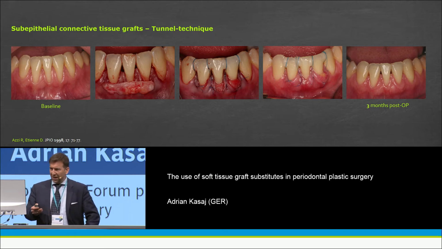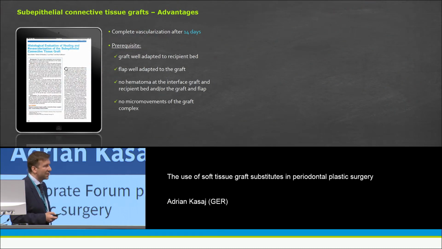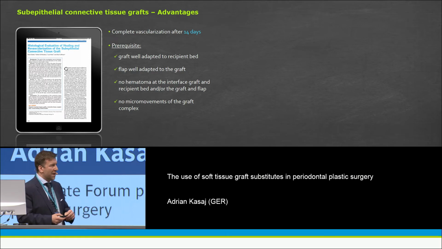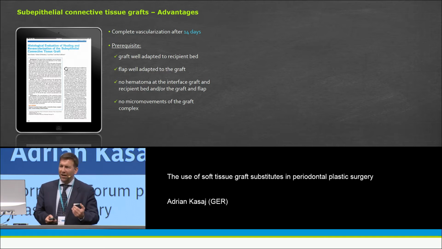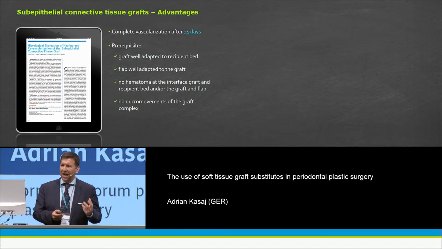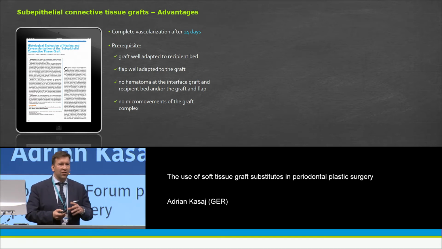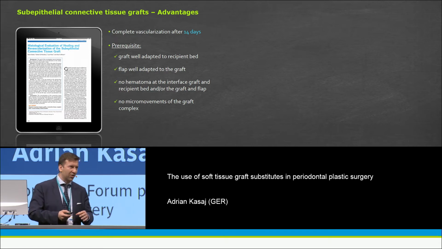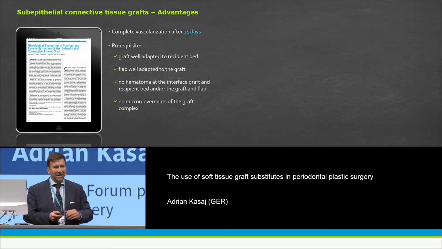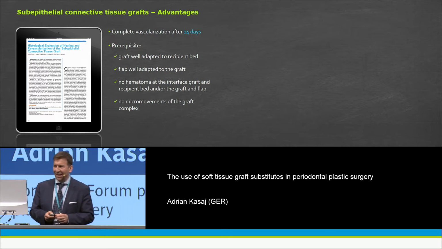So let's summarize the advantages of the autogenous connective tissue grafts. It's the type of healing. We said that we have the double supply of the connective tissue graft, and this was shown by Raul Caffesse's group in this animal model, and they showed that the fully submerged connective tissue graft is completely vascularized after 14 days. So we have this double supply from the periodontal and the supraperiosteal plexus, and from the inner side of the flap. This makes this type of healing very fast and stable.